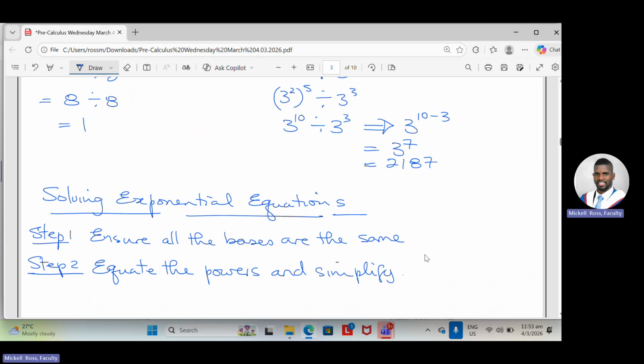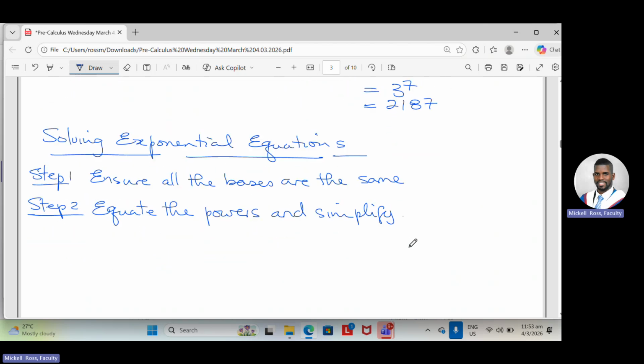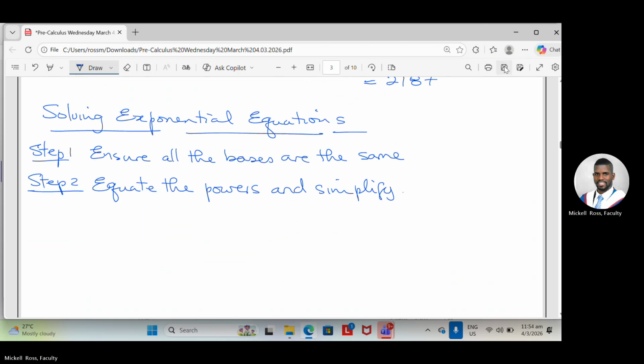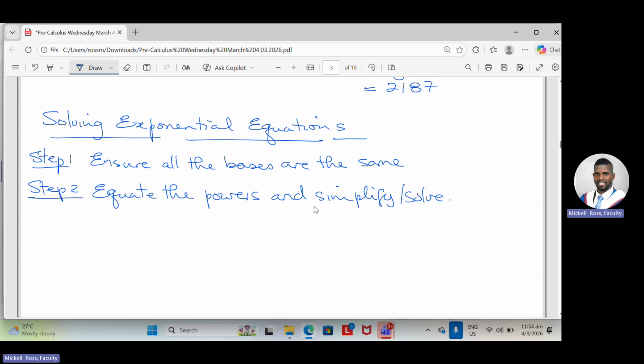All right, so after you would have gone ahead and made sure all the bases are the same, you then will need to equate the powers and simplify. This simplifying could basically result in solving. Well, it says to solve, so yeah.